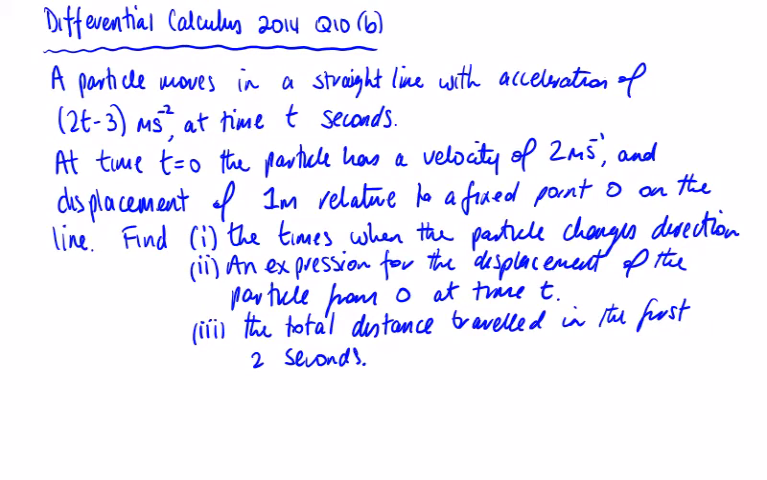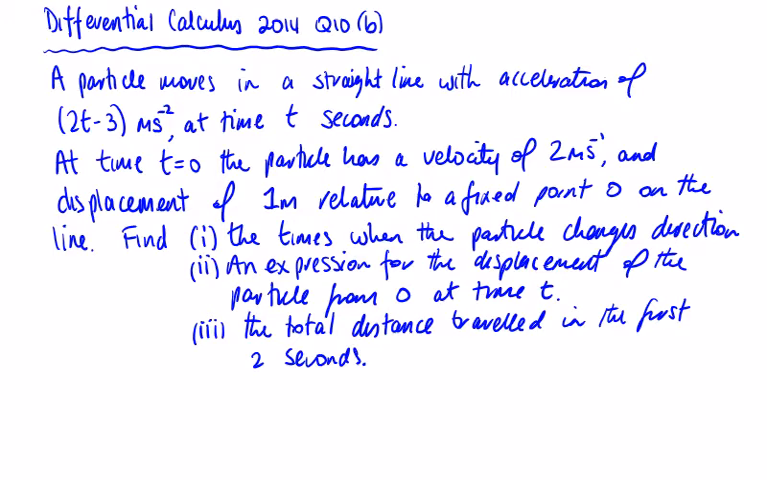Differential Calculus 2014, question 10b. A particle moves in a straight line with acceleration of 2t minus 3 m/s² at time t seconds. At time t equal to 0, the particle has velocity of 2 meters per second and displacement of 1 meter relative to a fixed point O on the line.